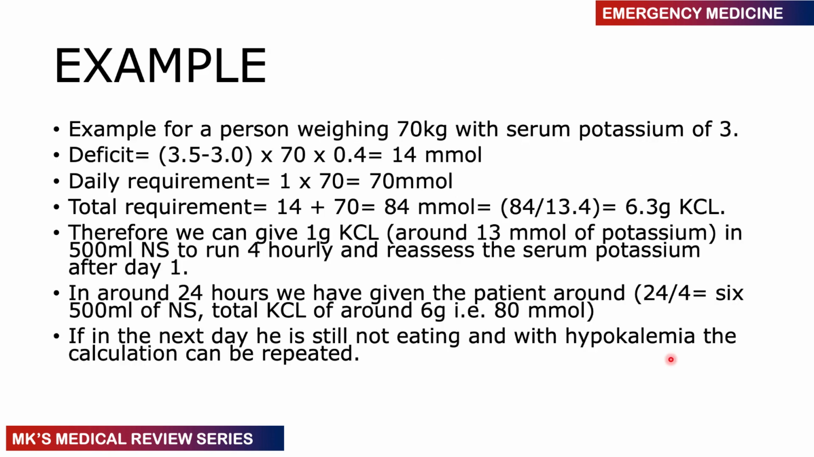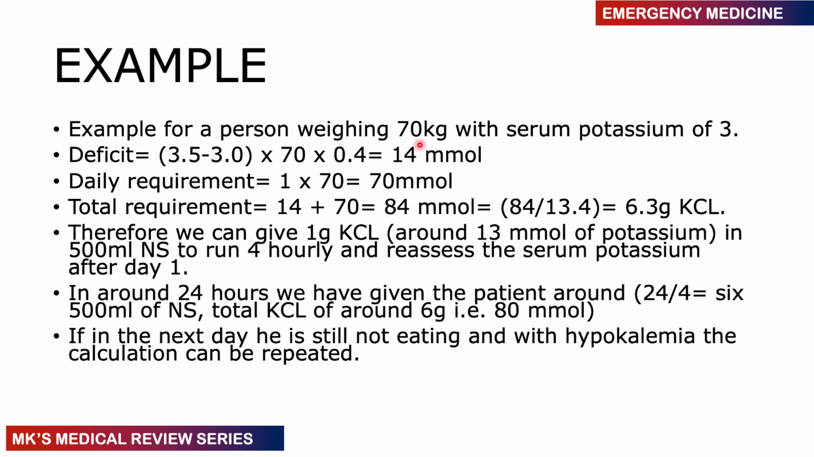Here's an example. Suppose a patient is weighing 70 kg and has a serum potassium of 3. What is their deficit going to be? So 3.5, which is our lower limit, minus 3 gives you 0.5, multiplied by 70, multiplied by 0.4. You're going to get 14 millimoles. So this person has a deficit of 14 millimoles.